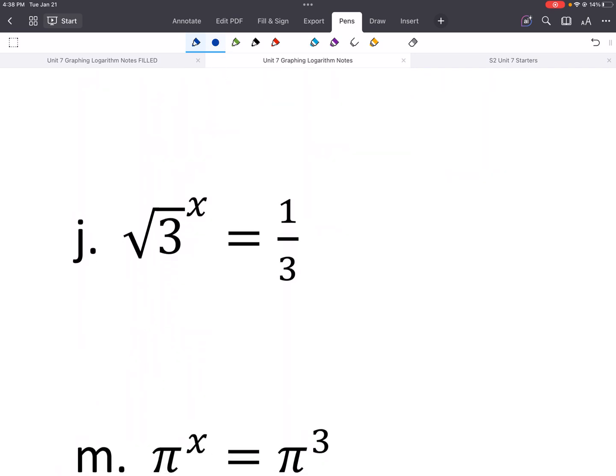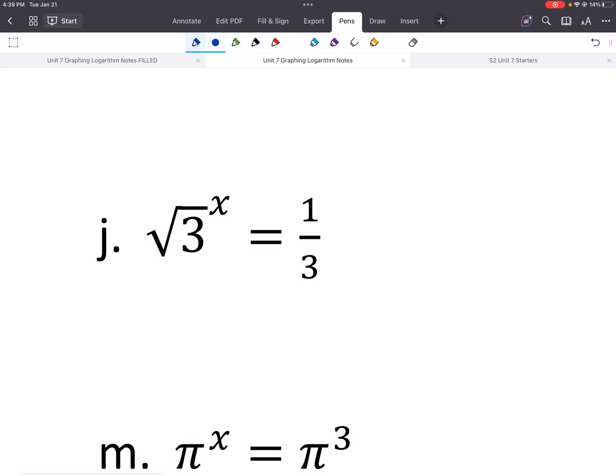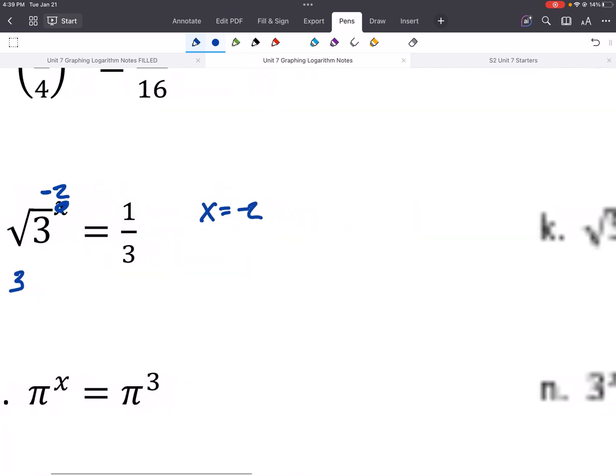J, again, it's a little more complicated, and I'm not sure how many of these you'll have, but we don't want a square root, right? We just have a 3 over here. It's in the bottom, so we're going to end up having a negative exponent. To get rid of that square root we would need to square. So that would just give us 3, but we don't want 3, we want 1 over 3. So it's got to be a -2. So x is -2. All right.